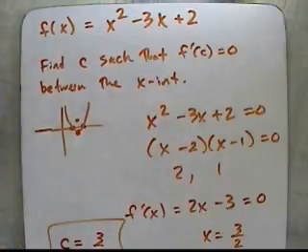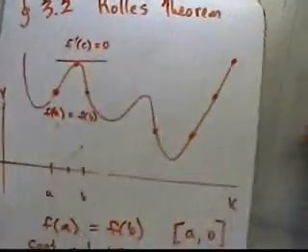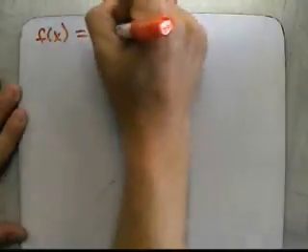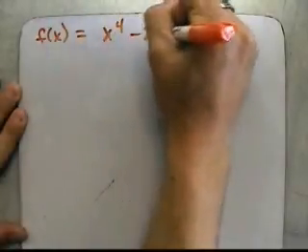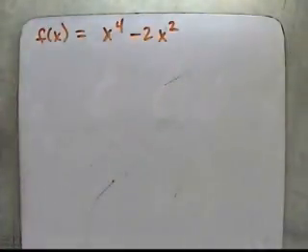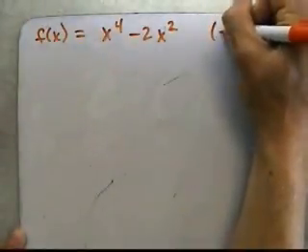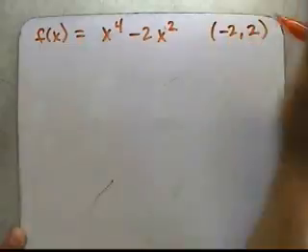All right, let's do one more Rolle's theorem problem real quick, and then show you the things to watch out for with Rolle's, and then we should be good, hopefully. Let's say I've got a function f of x equals x to the 4th minus 2x squared. And then I'm going to give you an interval on this one. The interval is going to go from -2 to 2.